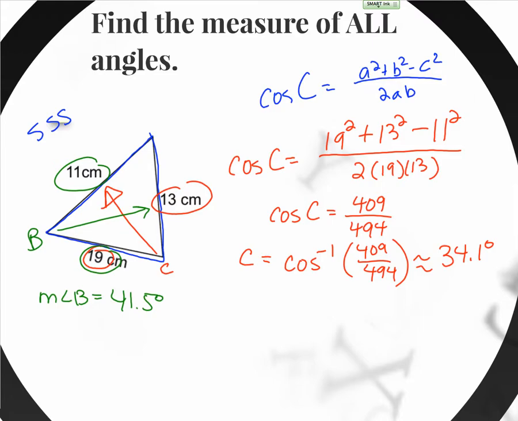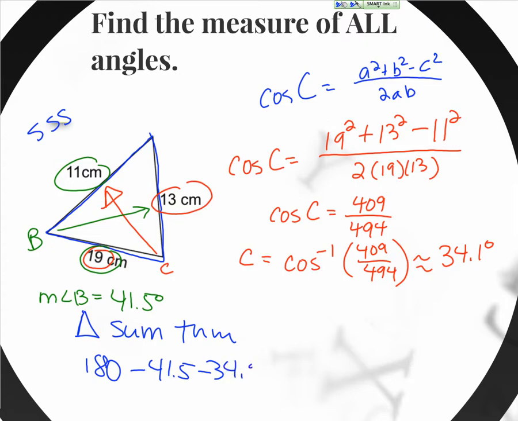Now to find the last angle, you could repeat the whole process. Does anyone remember from geometry what you could do that might be a bit shorter? 180 minus 2 angles. Yeah, if you trust your math. It's called the triangle sum theorem because all the angles add up to 180. So if I do 180 minus the 41.5 and minus the 34.1, I'll get 104.4. So those are my three angle measures. We found all three.